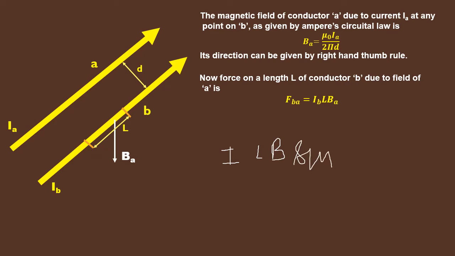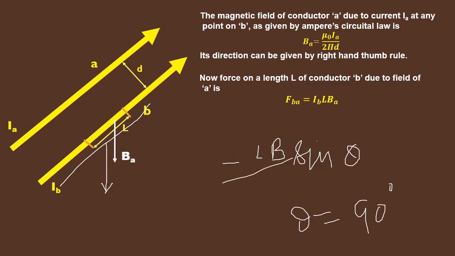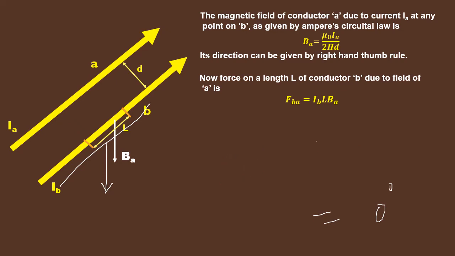Here, since the direction of current is horizontal while direction of magnetic field is vertical, the angle theta is 90 degree here. So sine theta automatically becomes 1. Sine 90 is 1. So what remains is only ILB. So from this discussion, we can simply write the amount of force acting on this length L as ILB, because sine theta has been put equal to 1.